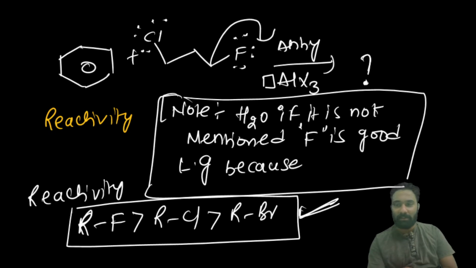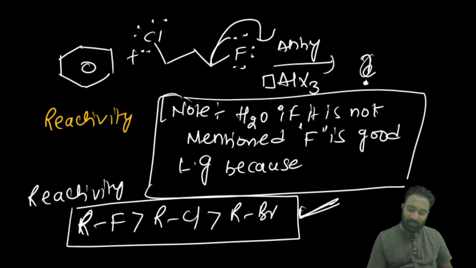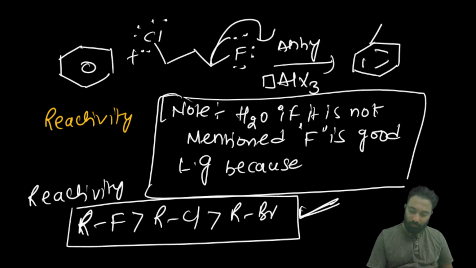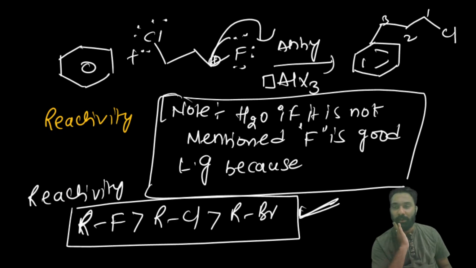So no, not 1,3-diphenyl propane. No, fluorine will be eliminated. Now the product you will get in this manner. Here it is a carbocation. Here 1, here 2, here it is Cl. So here 1, 2, 3, 1-chloro-3-phenyl propane. 2 moles? No, only 1 mole.